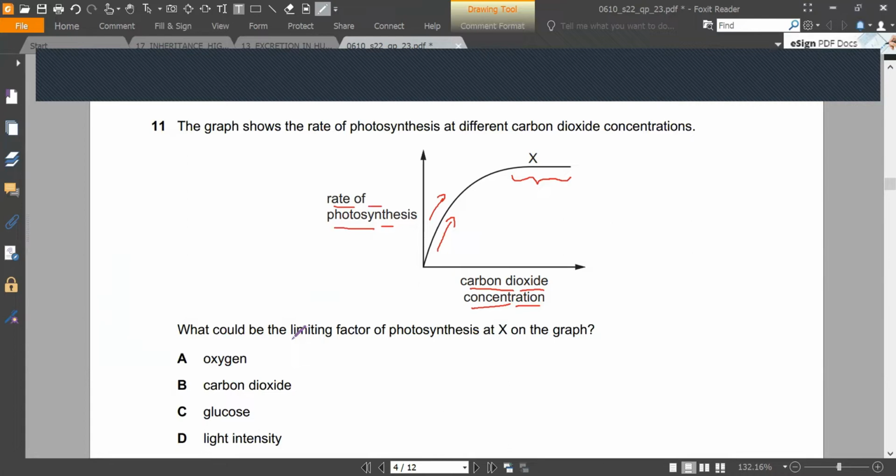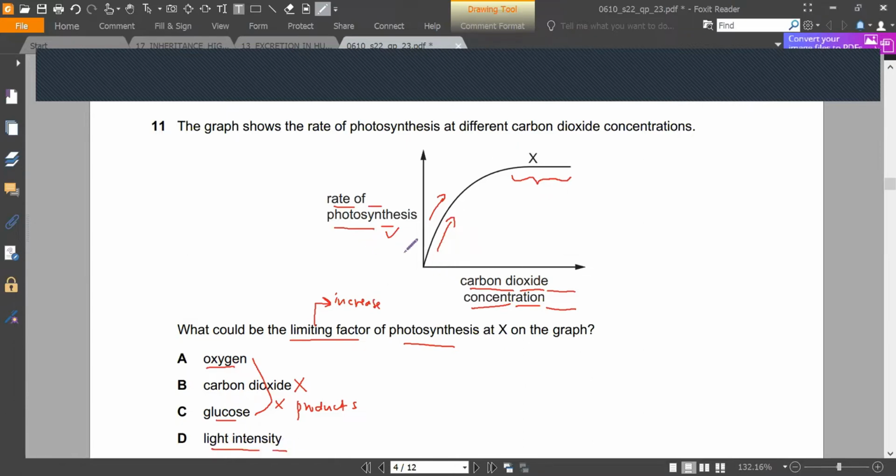So in here, what could be the limiting factor? Carbon dioxide, no, because we can already see that as we increase carbon dioxide, the rate is no longer increasing. Limiting factor means when we increase this factor, the rate will increase. Here when we increase it the rate is no longer increasing, so carbon dioxide, no. Oxygen and glucose, no, because they are the products of photosynthesis, so we don't need oxygen and glucose for photosynthesis. Light intensity, yes.